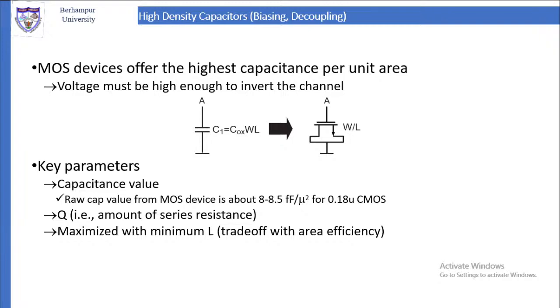Consider high density capacitors, which are mostly used for biasing purposes and for decoupling in amplifier design. When you design the amplifier, we use high density capacitors. High density capacitor means more capacitors within a small area. So how do we get more capacitors within a small area? Instead of using lumped capacitors, use transistors. Simply use transistors, since transistor size can be very small.